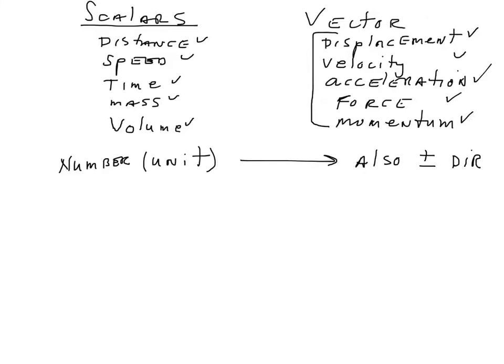A scalar is a number with a unit. There's no direction associated with it. A vector is a number with a unit, but also, as last week, had a plus or minus sign for a direction. We represent vectors with arrows. And now we're going to do 2-dimensional kinematics, but first we're going to look at 2-dimensional vectors. So we can represent these by arrows in any direction.